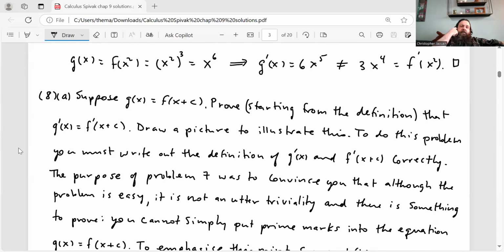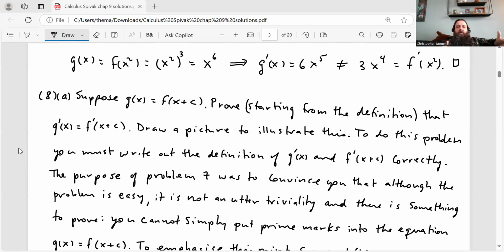All right, question 8, part A. Suppose g of x is f of x plus c. That means that g of x is actually a horizontal translation of the graph of f, either to the right or to the left. Prove, starting from the definition, that g prime of x equals f prime of x plus c, and draw a picture to illustrate this. Again, I didn't draw the picture, but just intuitively think about it like this.